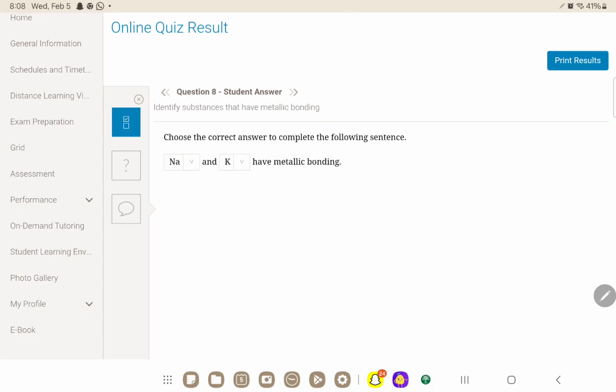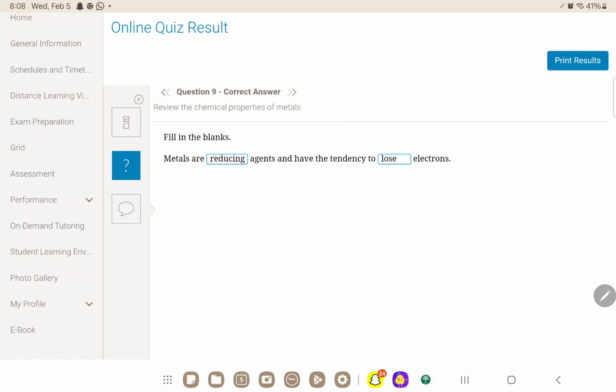Now, which ones are in metallic bonding? You have to choose the two metals out of the options. Now, they're gonna ask us, metals are something agents because they have a tendency to something electrons. So we have to remember OIL RIG from reduction and oxidation. Now, we know metals, obviously they lose electrons to become cations. They become positively charged. So this one, you write it down first.